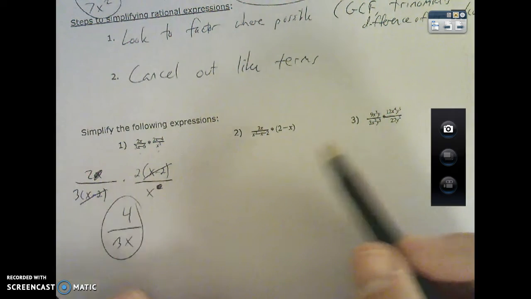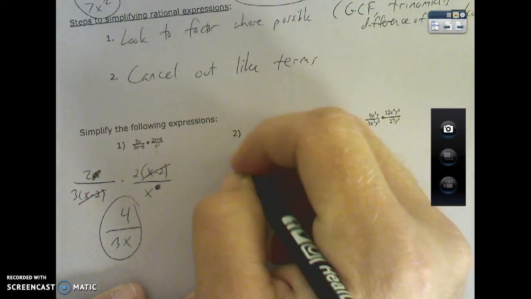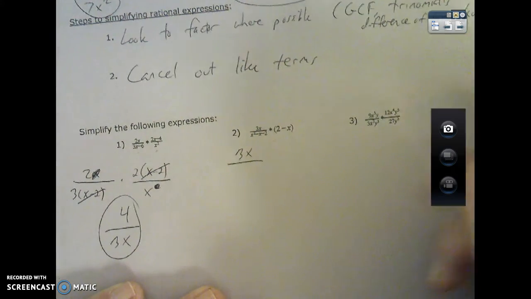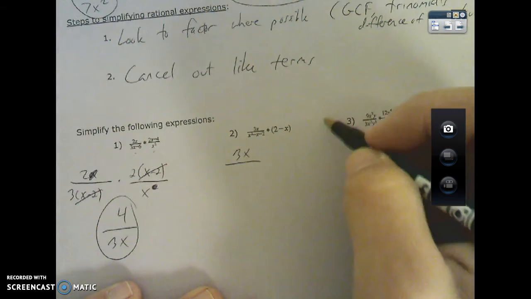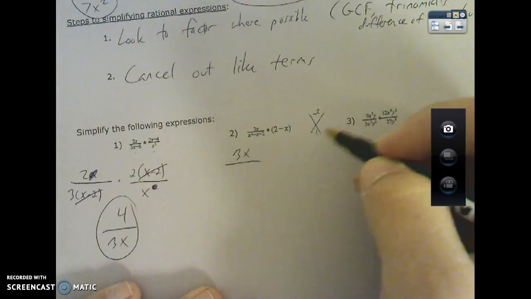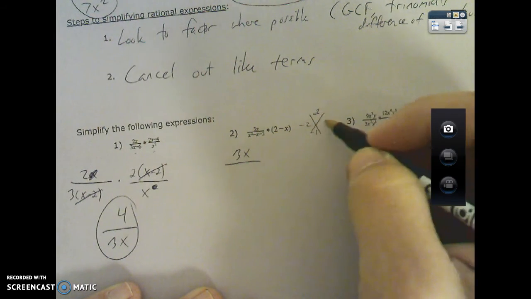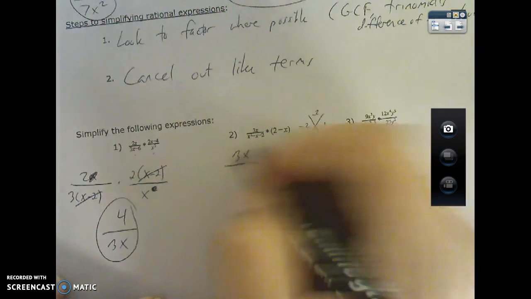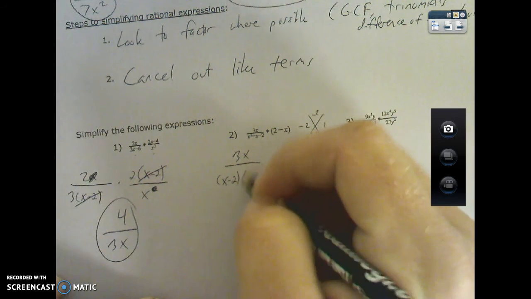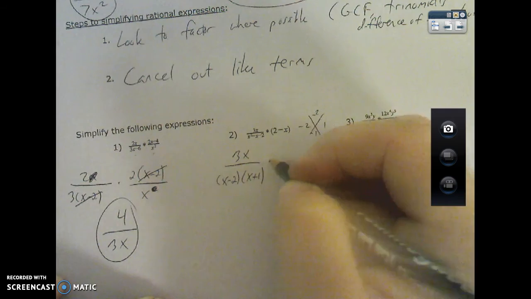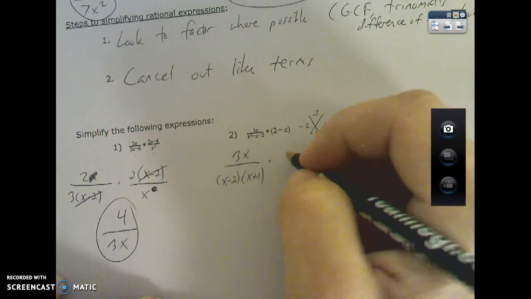Number 2, 3x stays the same up top. This x squared minus x minus 2, you're trying to figure out how to factor this. Yes, you're going to be doing a lot of factoring. x minus 2, x plus 1, times this, which stays 2 minus x up top.